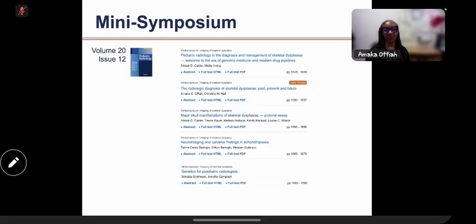So if you want to do a bit of reading beyond this, this was a special issue that we did on skeletal dysplasias. I particularly like the genetics paper at the bottom here for pediatric radiologists. It talks about the genetics, giving us just enough that we need to know without going into too much detail.